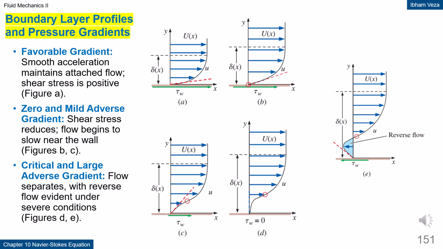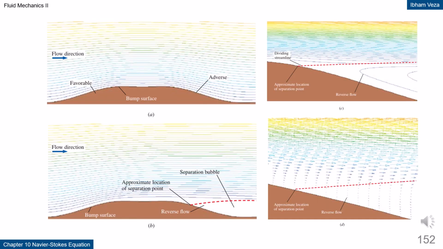When the gradient becomes critical or strongly adverse, the flow can no longer overcome the pressure rise and separation occurs. This phenomenon is fundamental to understanding performance losses in wings or diffusers. Flow over a bump. This figure shows how streamlines change when the flow passes over a bump-shaped surface.